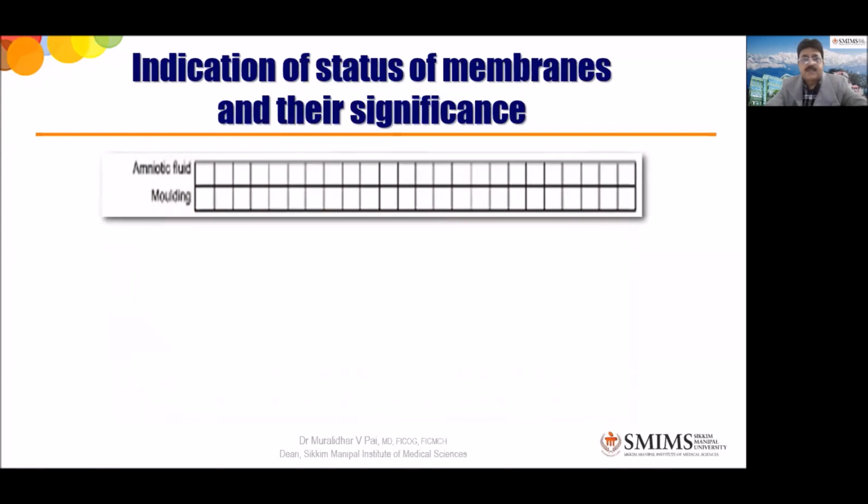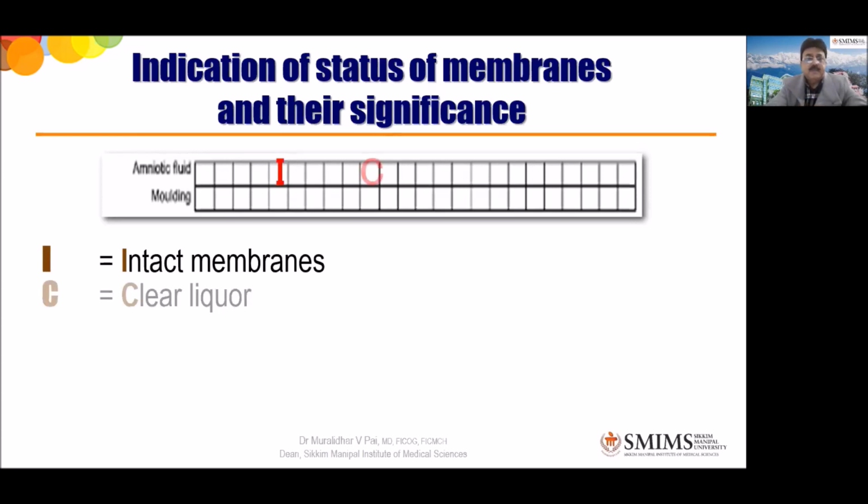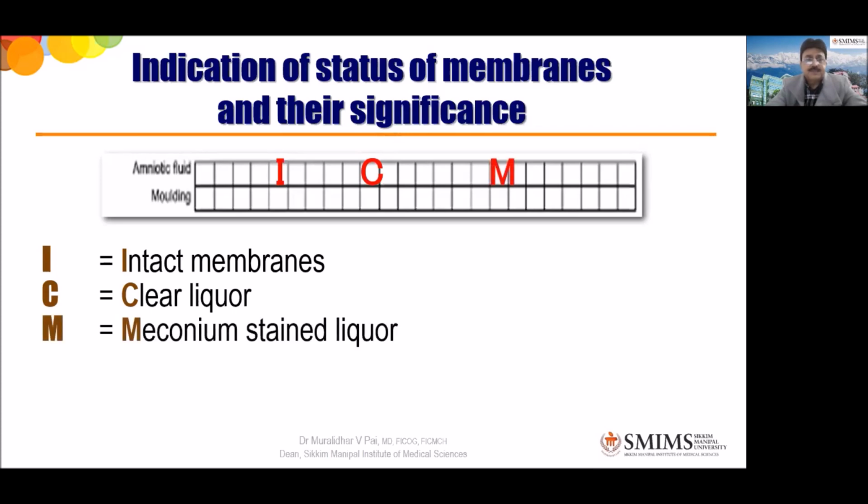The next part of the partogram is the indication of status of the membranes and their significance. If the membranes are intact at the time of admission, you have to write it as I. If it was ruptured, the liquor is clear, you must mention it as C, clear liquor. If it is meconium stained liquor, you must write it. And also you must write whether it is thick meconium or thin meconium.